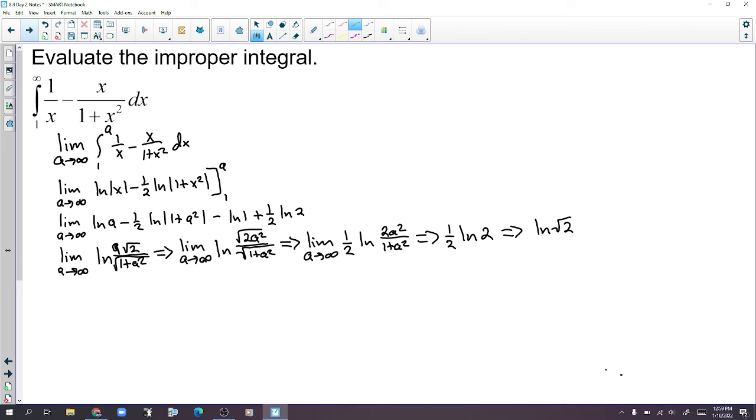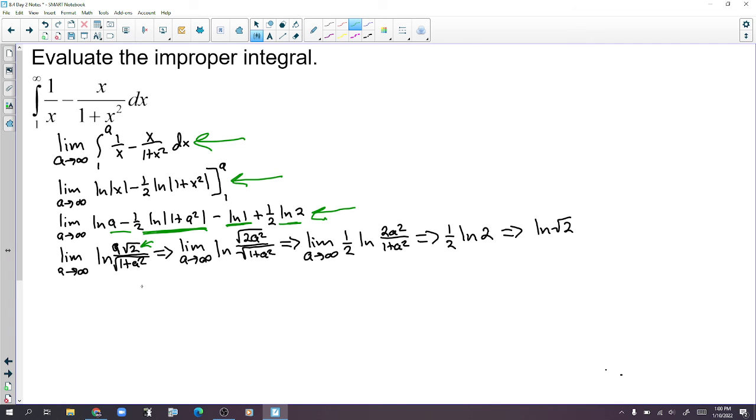Evaluate the improper integral. There's putting the limit in. There is the antiderivative. That's plugging in all of the values. But now, look at this. We have a over the square root of 1 plus a squared. And then this right here, that piece is going to be 0. And then this piece is the natural log of the square root of 2, which ends up being in the top right here.